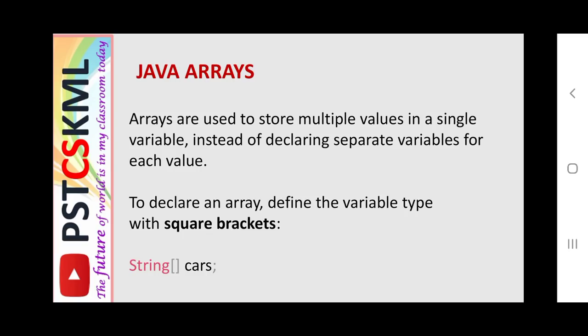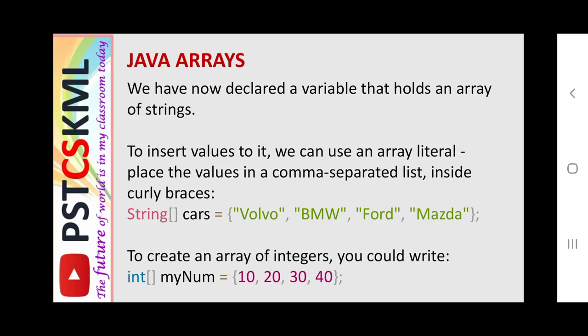So for example, String square brackets cars means that cars is declared as an array which uses String as data type. Okay, we have now declared a variable that holds an array of strings. To insert values into it, we can use an array literal. Place the values in a comma separated list inside the curly braces. For example, String cars. So we already have the brackets, so we write down cars. What is inside this array? There are four inputs in this array. The first one is Volvo, second one is BMW, third one is Ford, and the fourth one is Mazda.